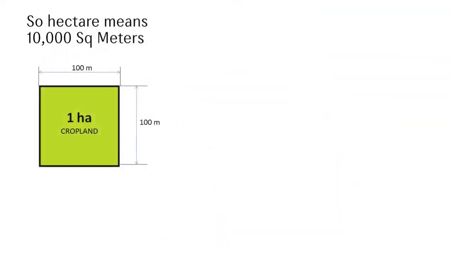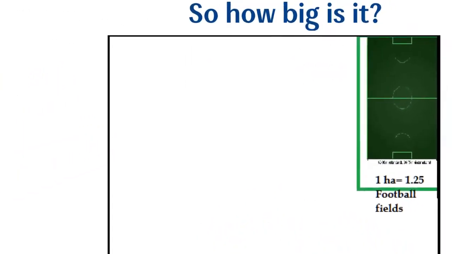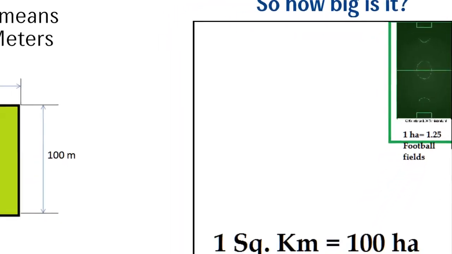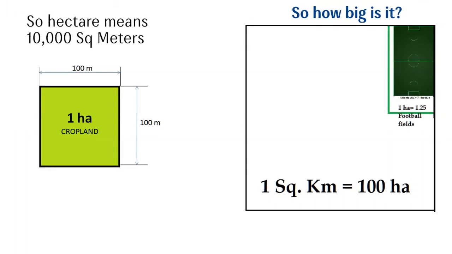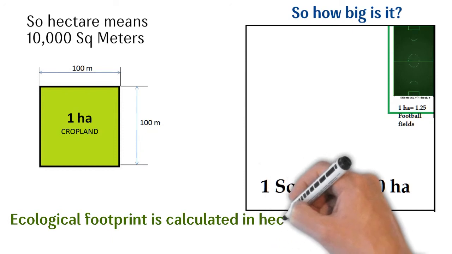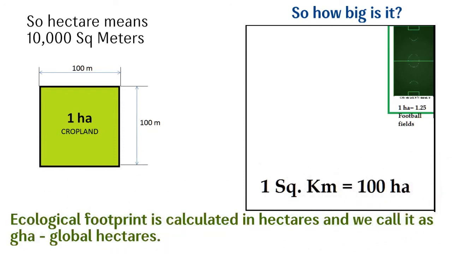You can imagine a cropland of 100 by 100 meters dimension. And how big is it? 1 hectare generally on an average can occupy a space of 1.25 football fields. It equals 2.47 acres of land, and there are 100 hectares in 1 square kilometer. Ecological footprint is calculated in hectares, and we call it global hectares, gha.